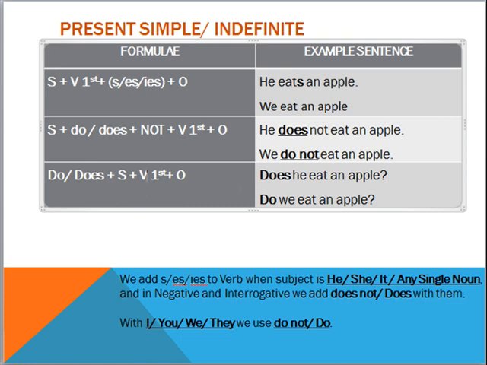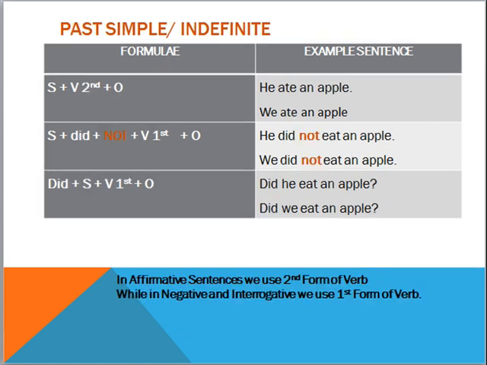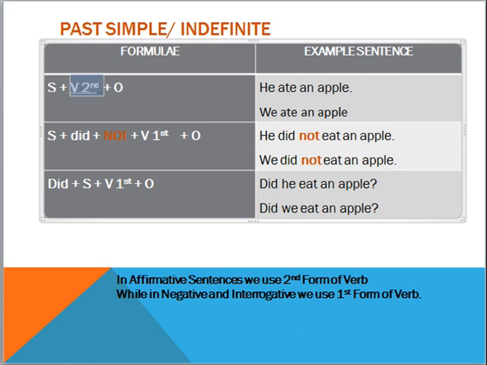So we have these three examples of present simple. Then comes past simple or indefinite. The formula is subject, verb's second form. That is the only place in tenses where we use the verb's second form. With all subjects, there is no difference between he, she, it, singular noun, or I, you, we, they, and plural noun. The example sentences are: he ate, the second form of eat, an apple, and we ate an apple.